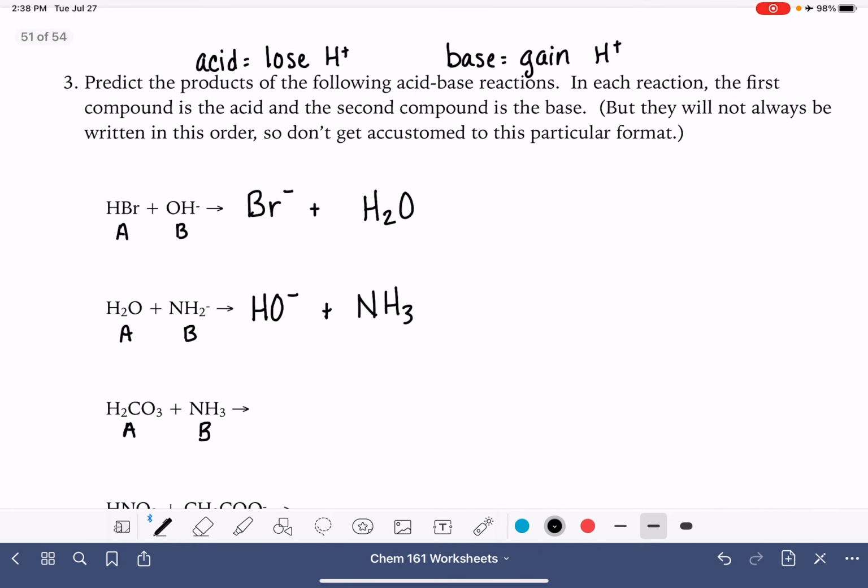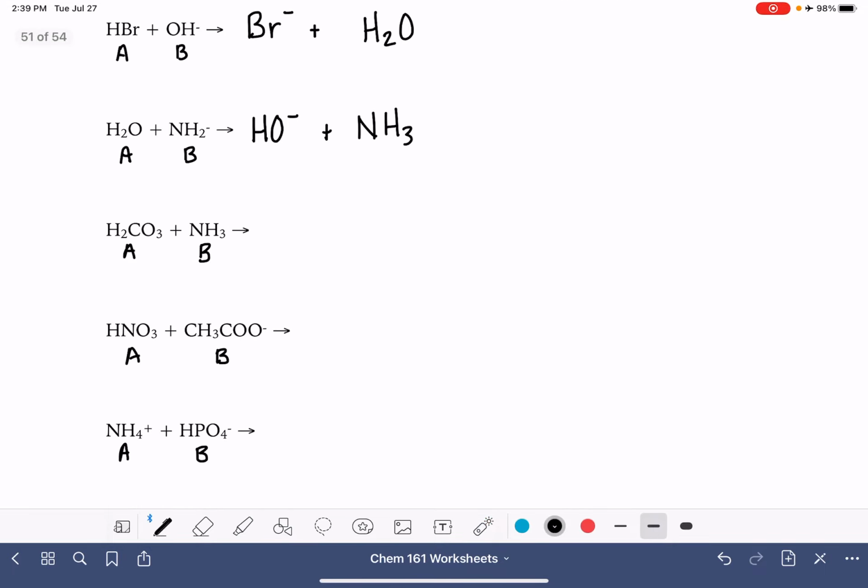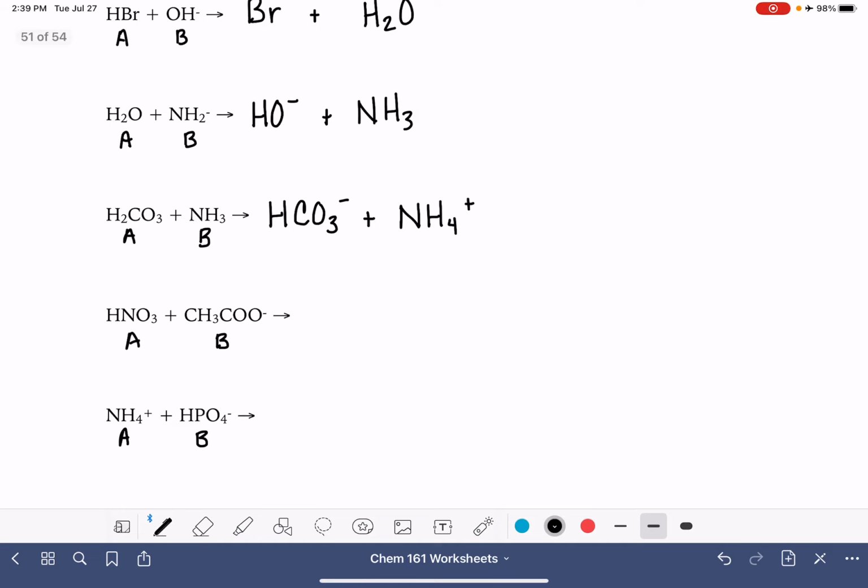And again, if you got a little bit lost there, how do I know this is the acid? How do I know this is the base? That's just because of what the problem is telling us. The first compound is the acid and the second compound is the base. So for our next one, we have H2CO3. We're going to decrease the number of hydrogen atoms from 2 down to 1. We're also going to take away a positive charge. And then for NH3, because that's the base, we're going to increase the number of hydrogens from 3 to 4, and we'll be adding a positive charge to the base.